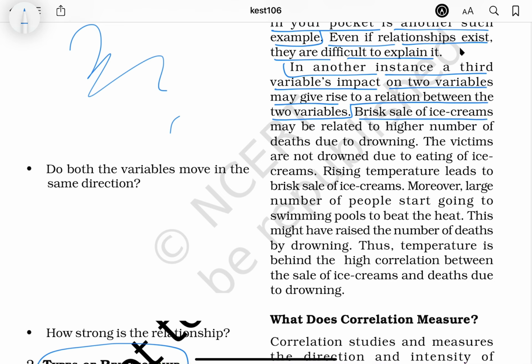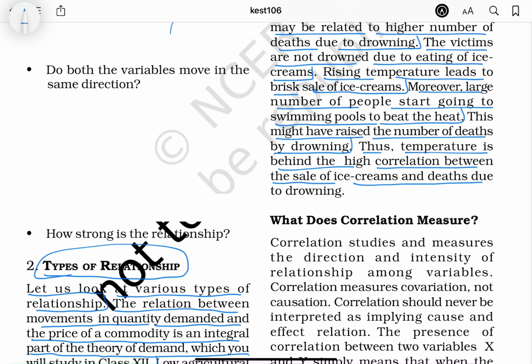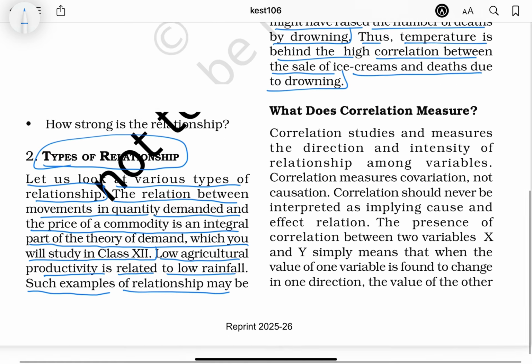Brisk sale of ice creams may be related to a higher number of deaths due to drowning. The victims are not drowned due to eating of ice creams. Rising temperatures lead to brisk sale of ice creams. Moreover, a large number of people start going to swimming pools to beat the heat. This might have raised the number of deaths by drowning. Thus, temperature is behind the high correlation between the sale of ice creams and deaths due to drowning.